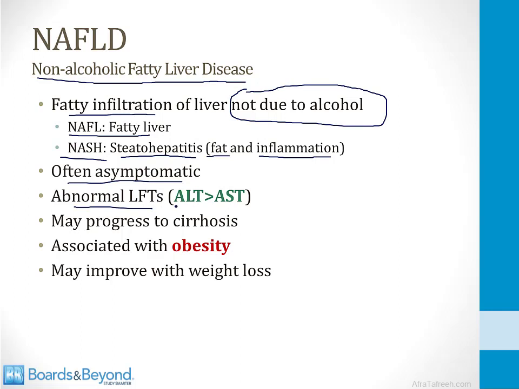Usually in this case, the ALT is elevated more than the AST. Remember, only in alcoholism do you see the AST increase the most, and that's because alcohol is a mitochondrial toxin.